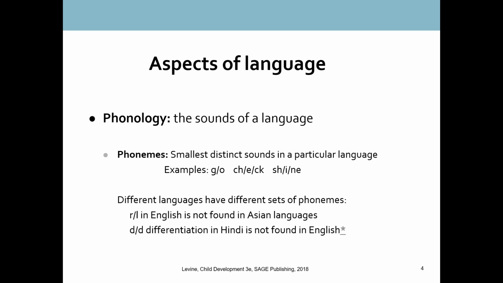Different languages have different sets of phonemes. So for instance, we have an R and an L sound in English, but these 2 particular distinct sounds are not found in Asian languages. This is why it's not uncommon for people learning English that come from an Asian country to sometimes mix up their R and L sounds because they don't have those 2 categories within their language.